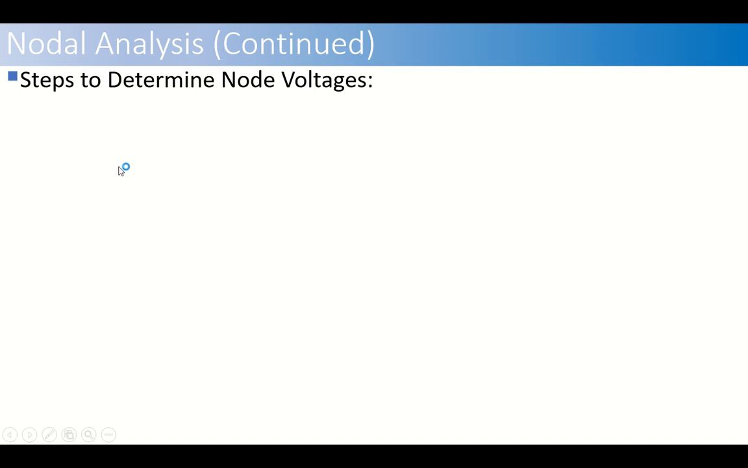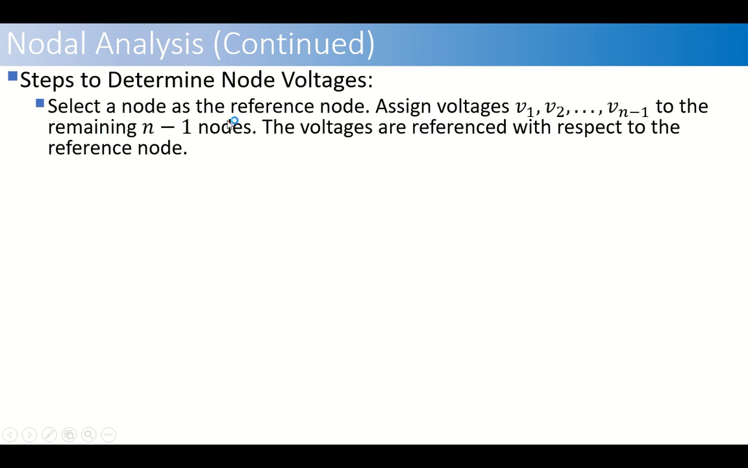Let's list the steps to determine the node voltages. Select a node as the reference node, as already mentioned. Assign voltages V1, V2, up to Vn minus 1 to the remaining n minus 1 nodes. The voltages are referenced with respect to the reference node. Once we have selected the reference and non-reference nodes, we assign voltage symbols to the non-reference nodes, that is V1, V2, up to Vn minus 1.